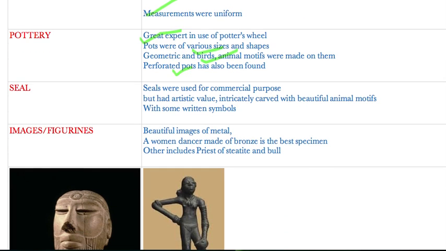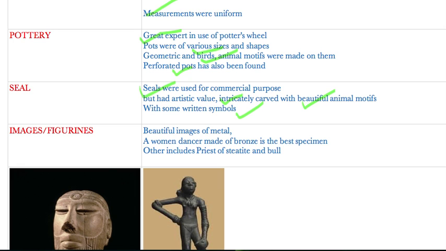Then seals were used for commercial purposes but had artistic value because they were intricately carved and designed, and they contained beautiful animal motifs and some pictographic symbols of Harappan script.